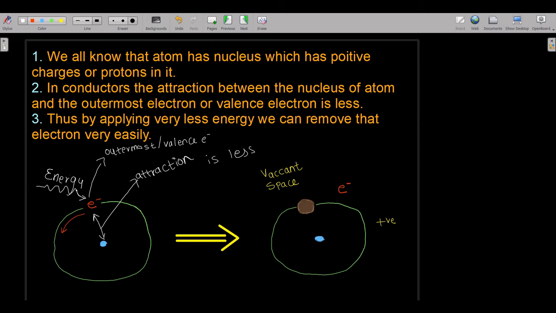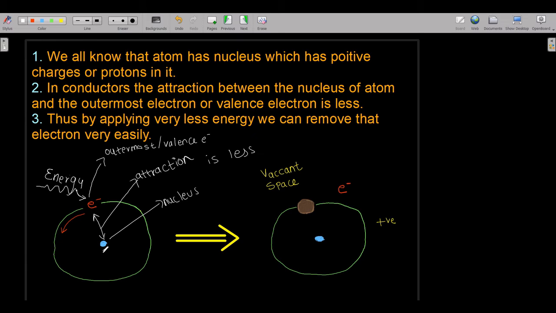Extremely sorry. The attraction between the nucleus of the atom, which contains positive charges, and the outermost or valence electron is very less. Therefore, by providing certain energy, which can be heat or electricity, it doesn't matter, we can remove this particular electron from this atom, as you can see over here.